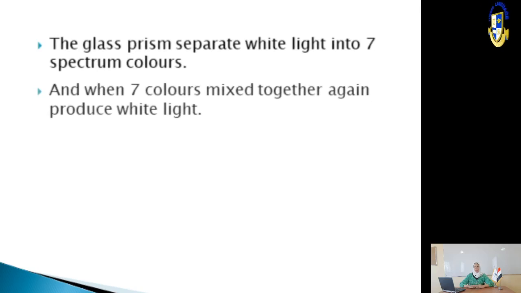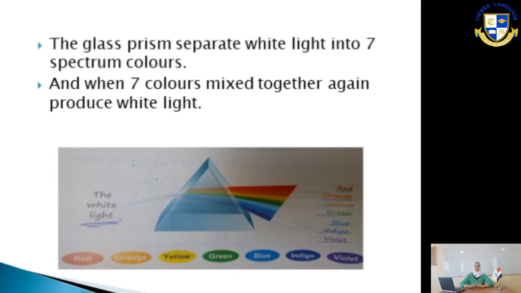Slide 1. As we know before, white light consists of 7 spectrum colors. When we mix these 7 colors again, they form white light. How can we see colored objects?